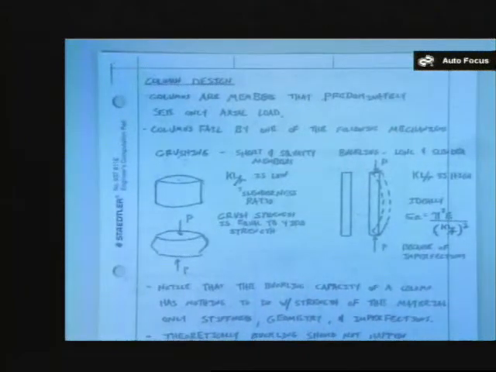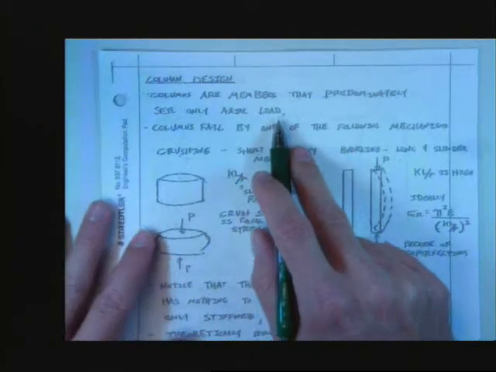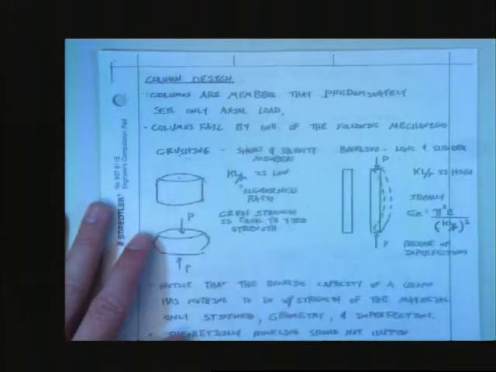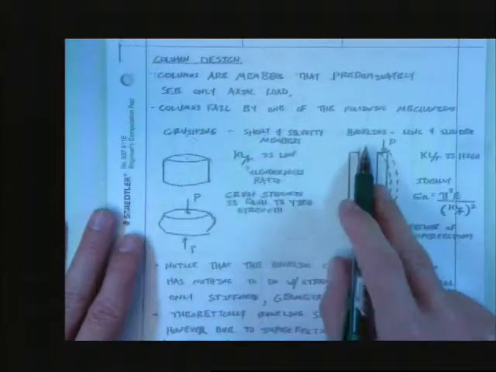Columns are members, and this is going to be the review type assignment from undergrad. But columns are members that are predominantly see only axial load. That's not totally true. We can see beam columns that receive axial load and moment, but we're going to primarily be talking about columns that only see axial load. Columns fail by either crushing or buckling.